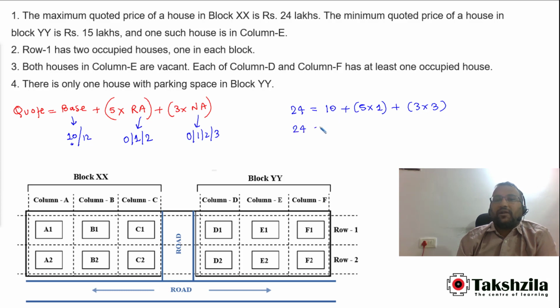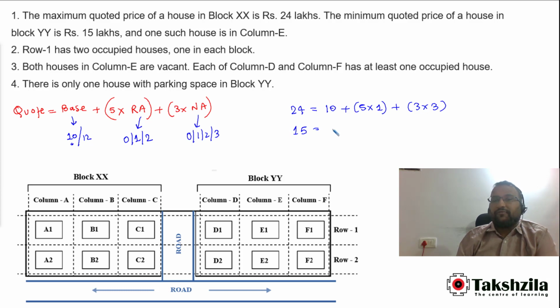If the base price is 12 lakh, then the remaining is 12 lakh. How can we form 12 lakh? It is 12 plus 0 plus 12. Not possible. The maximum value of the neighbor term is 3 into 3, 9. That is 12 plus 5, 17. 17 plus 7, 7 is not possible. And 12 plus 10 plus 2 is not possible. So 24 lakh is possible only if the base price is 10 lakh, the road adjacency value is 1 and the neighbor adjacency value is 3. Now, how can we form a sum of 15 lakhs? Let's have a look at it.